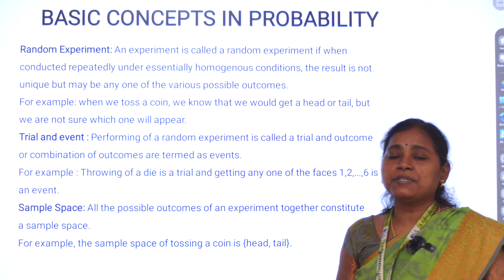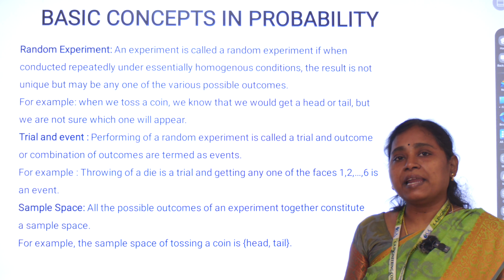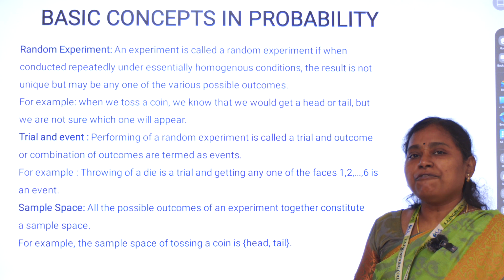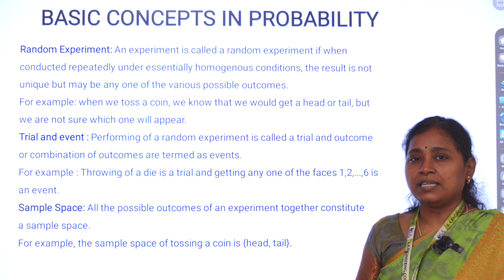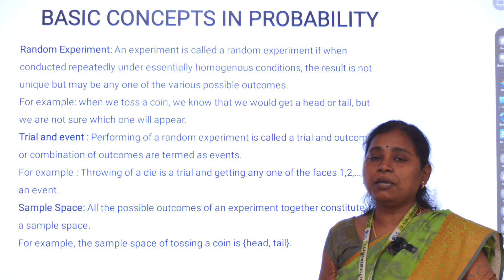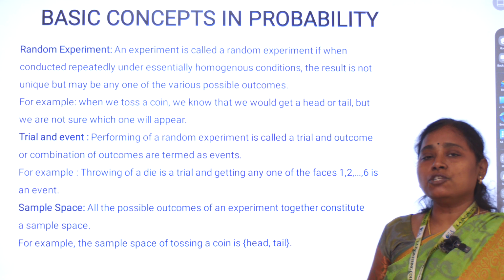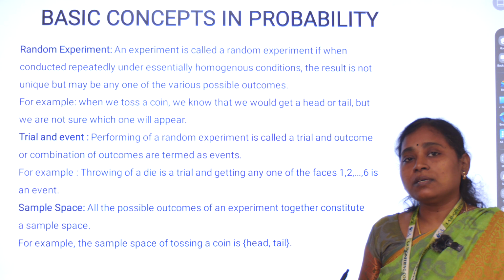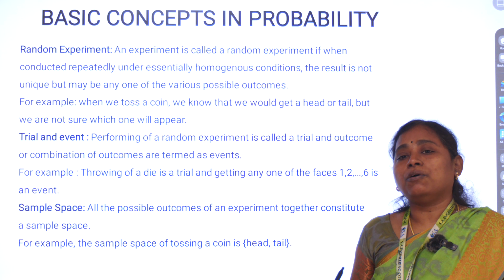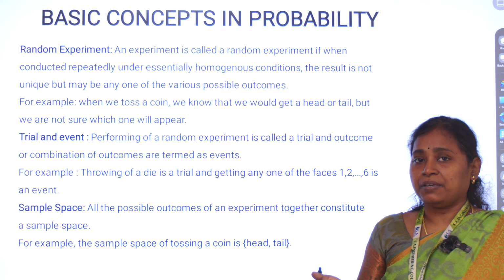The first concept is random experiment. An experiment is called a random experiment if, when conducted repeatedly under essentially homogeneous conditions, the result is not unique but may be any one of the possible outcomes. For example, tossing of a coin is a random experiment because if we toss a coin, we may get head or tail. But we are not sure which one will appear.